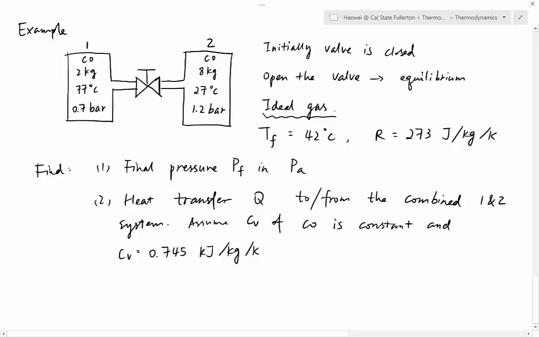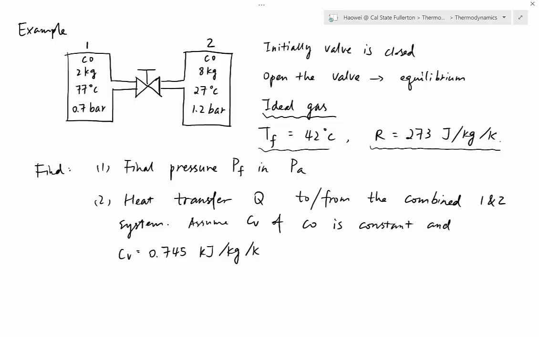Okay, after mixing, we tell you the final temperature TF is 42 Celsius. And also we tell you the gas constant R for carbon monoxide is 273 joule per kilogram per Kelvin. What we're looking for is first, final pressure PF in Pascal. Second, heat transfer Q, either to or from the combined 1 and 2 system. Assume CV of carbon monoxide is constant and the value is given as 0.745 kilojoule per kilogram per Kelvin.